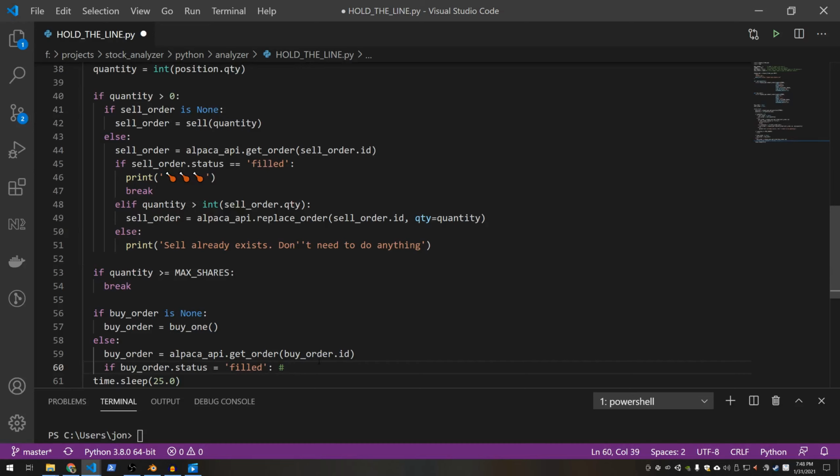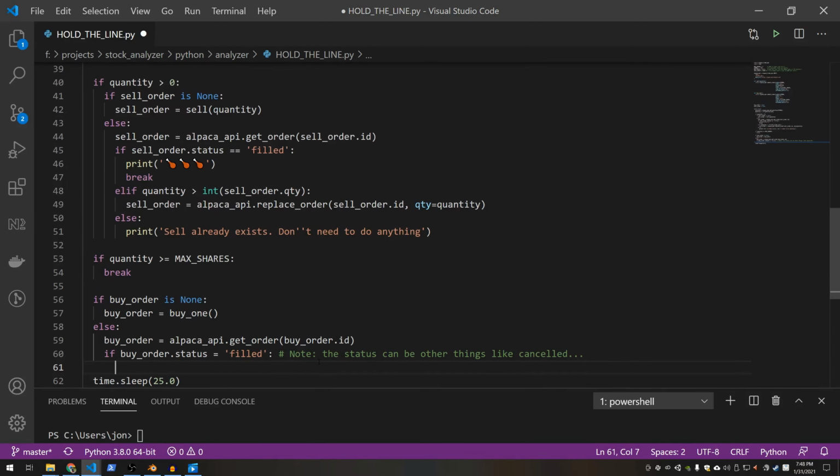I do want to mention, this is a little toy program, but in real life, the status can be a bunch of other things, like canceled, for instance. So we should be checking for all of those things, but again, this is just an example, so I'm not going to go through all that rigmarole.